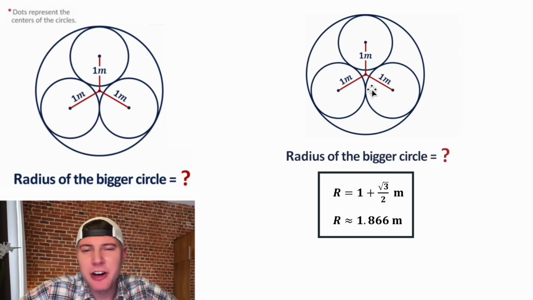In this given diagram, the radius of the large circle is equal to 1 plus root 3 over 2 meters, or approximately equal to 1.866 meters.